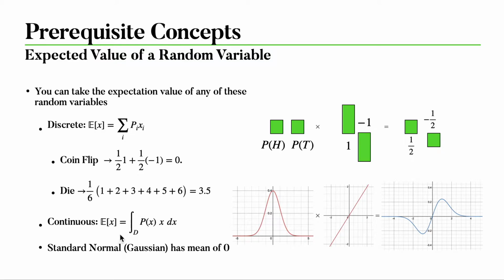So this integral is a sum of an infinite number of infinitesimally small things. So it's the same sort of process. And this operator here is finding the area under a curve. So the way you do it is you take the probability density. So here's our bell curve.